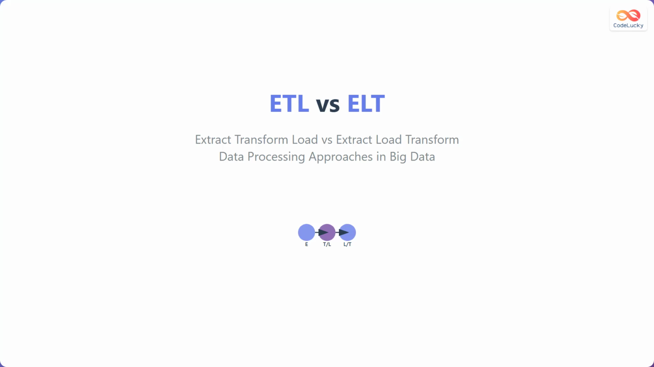Let's explore the differences between ETL and ELT, which stand for Extract Transform Load and Extract Load Transform respectively. We'll be comparing these two data processing approaches in the context of big data. This is essential for understanding how data is managed and transformed in modern data systems. The image shows a data flow icon with E for extract, T/L for transform/load, and L/T for load/transform, visually representing the different orders of operation.